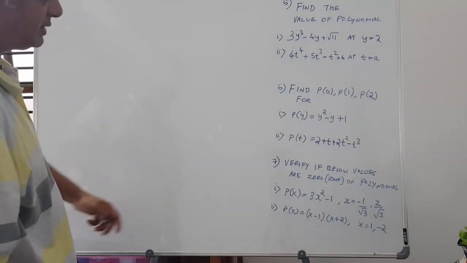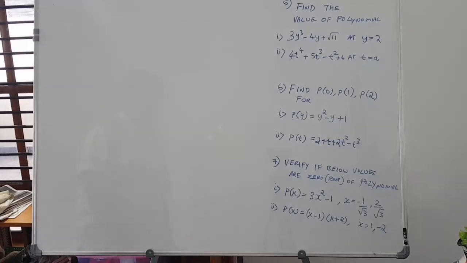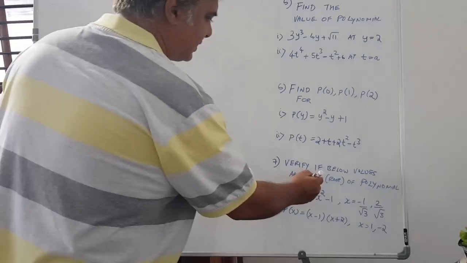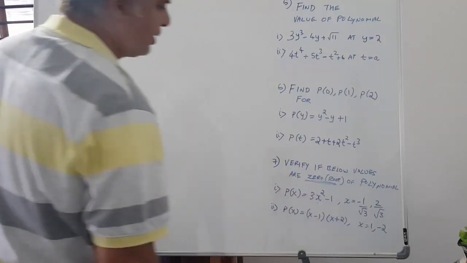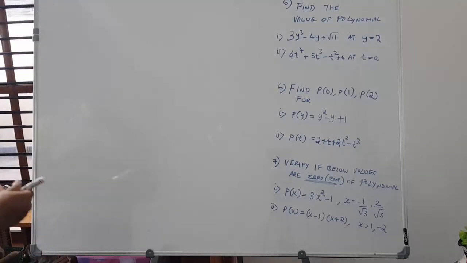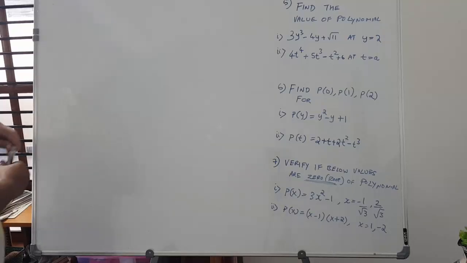Next problem says, I will give you a polynomial. Verify that the below values are zeros. Zero means root of, they are either a root or not a root of the polynomial. Verify whether they are the root or they are not the root of the polynomial. Okay, so that's what we're going to do.